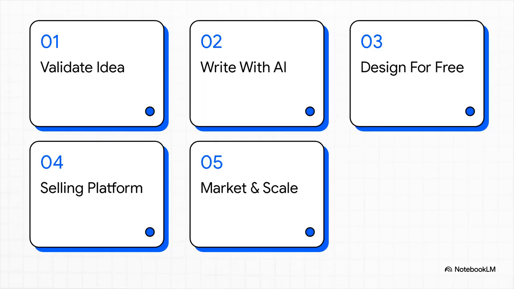Here's our roadmap for this explainer. We're going to validate your profitable idea, write faster with AI, design the ebook for free, choose your selling platform, and finally, market and scale those sales.